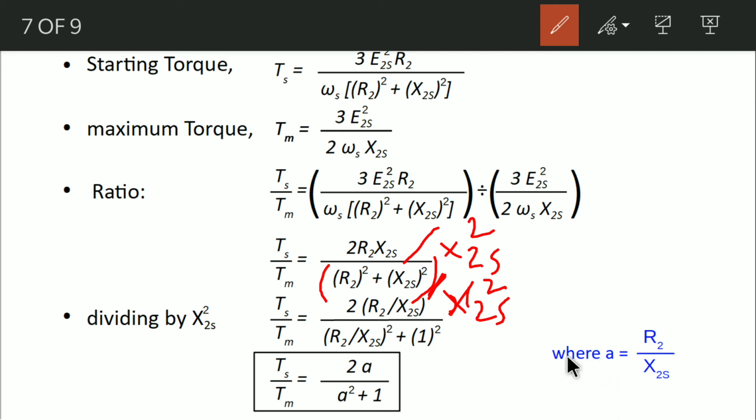So we can put a common value, a is equal to R2 over X2s, where a is the ratio of rotor resistance to rotor reactance at standstill. So here the simple expression is Ts over Tm is 2a over a square plus 1, where a is the ratio of rotor resistance to standstill rotor reactance. So if we know starting torque, we can find out and know the ratio of these resistances. We can find out the maximum torque and vice versa.